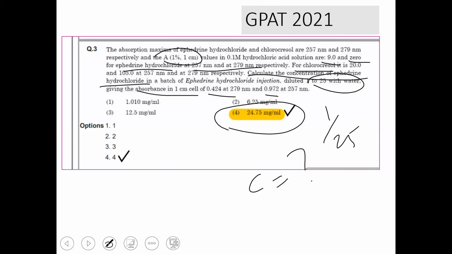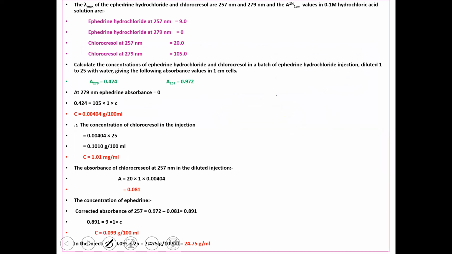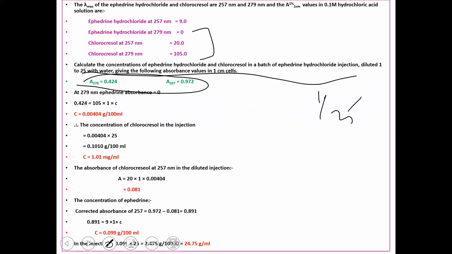This is a complicated question, and you can see this kind of working out when a student follows the Beckett and Stenlake book for analysis preparation. So these are the given parameters. Ephedrine hydrochloride A1% 1 centimeter value is 9 at 257 nanometer and 0 at 279, and chlorocrazole it is 20 and 105 at the respective wavelengths. Apart from that, it is diluted 25 times, and the absorbance values are also given, right? So these are the given parameters.